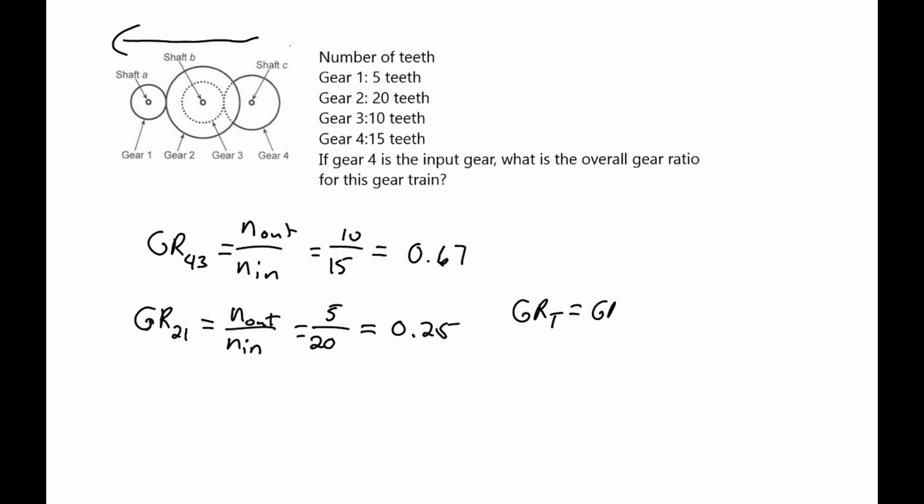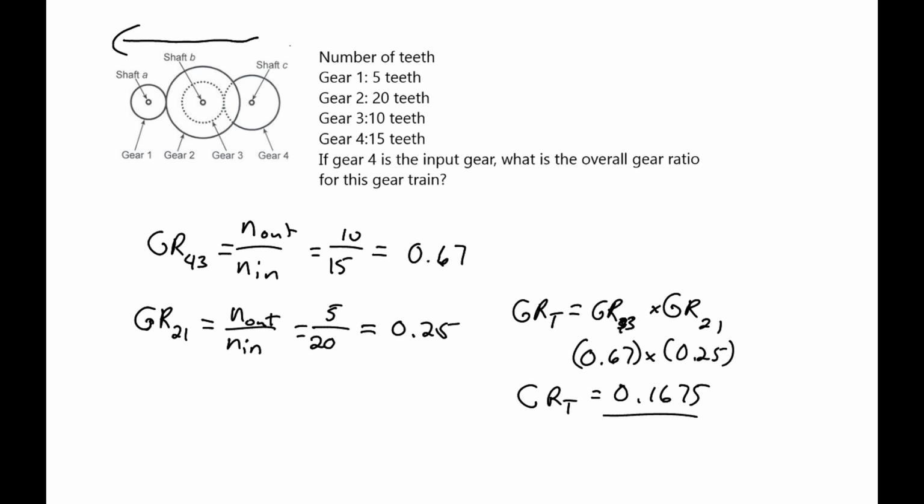Now to find our total gear ratio, the gear ratio for 4 and 3 times the gear ratio for 2 and 1. So we get 0.67 times 0.25. And what's our total gear ratio? 0.1675. Any questions on that one? Alright.